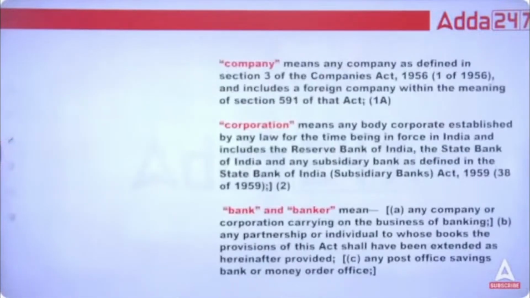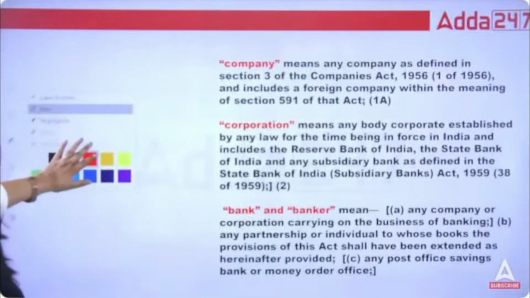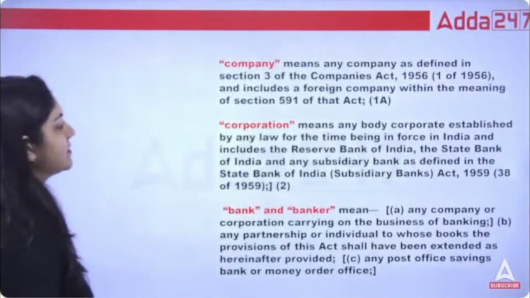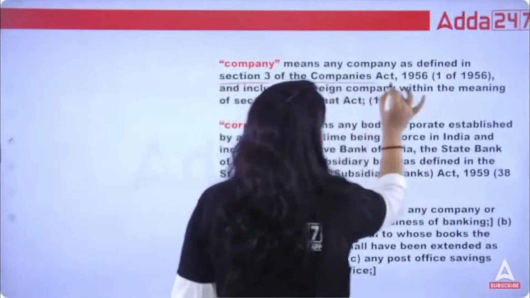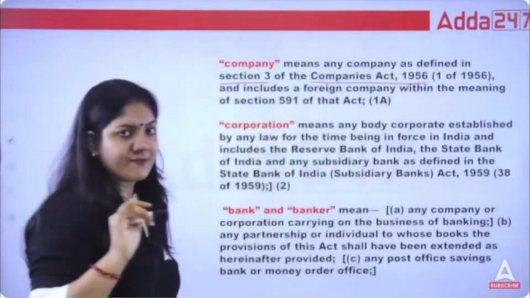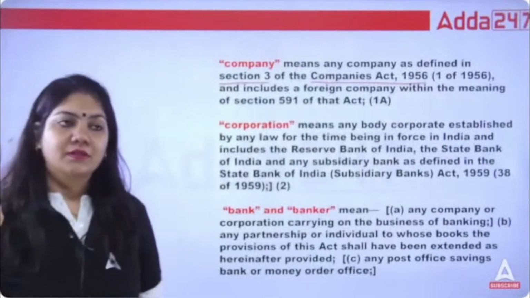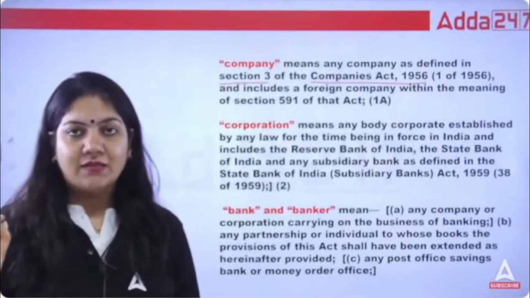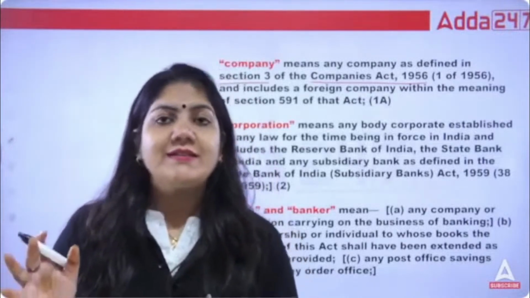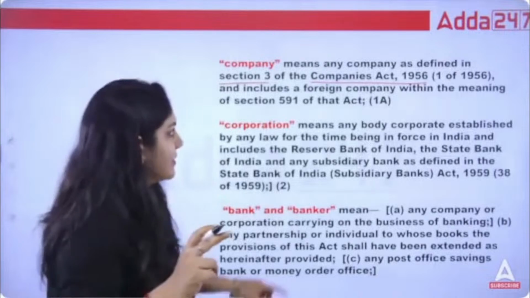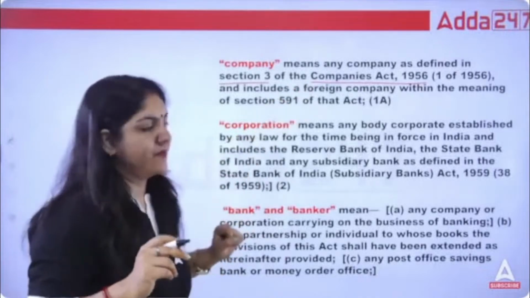Okay, now let's do the definitions. What is company? The company we have defined in Section 3 of the Company Act 1956. So 1956 is the oldest Act of the company. After that, in 2013, the latest Company Act has come. So the definition of company is given here.